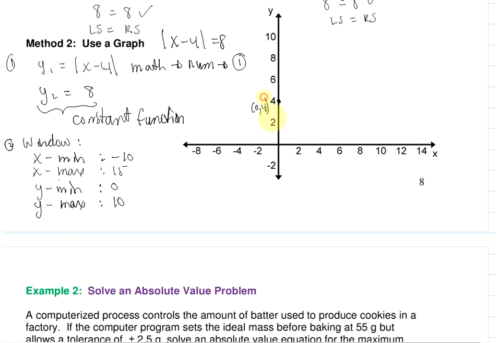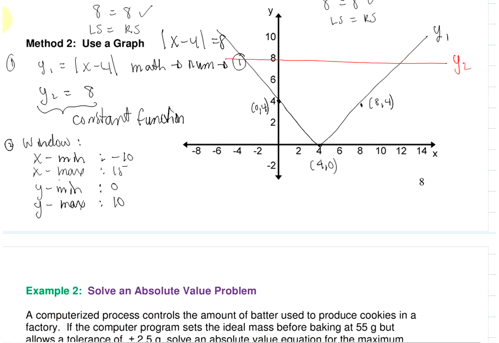So when you graph y1, you're going to find that you will have a point at 0 and 4. You will find that you will have another point at 8 and 4, and of course your vertex is going to be at 4 and 0, and so you can graph that in like this. That's y1. And then y2 is your constant function. It will go straight through 8.